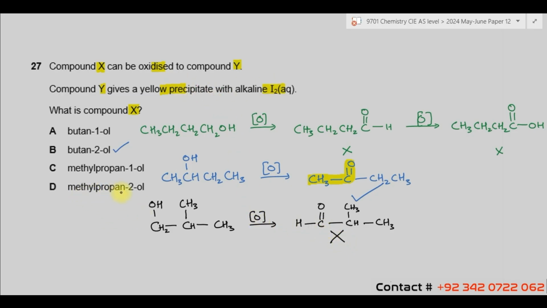Next part, methyl propane 2-ol. Again we have propane, so 3 carbons. 2-ol means OH is on second carbon. Methyl means CH3 is also not part of long chain. Let's do oxidation first. So as this one is tertiary alcohol, because OH is attached to carbon, which is attached to 3 carbons directly, so it will not get oxidized. Only correct option is then part B.